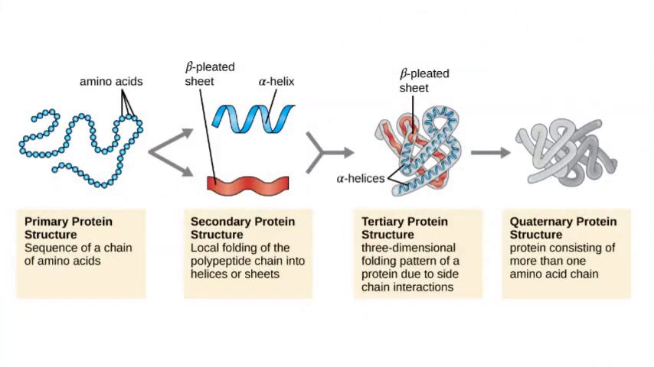This diagram summarizes the protein structure from primary through secondary to tertiary and of course finally to quaternary. Of course, not all proteins can be quaternary, as they may be a single polypeptide chain.